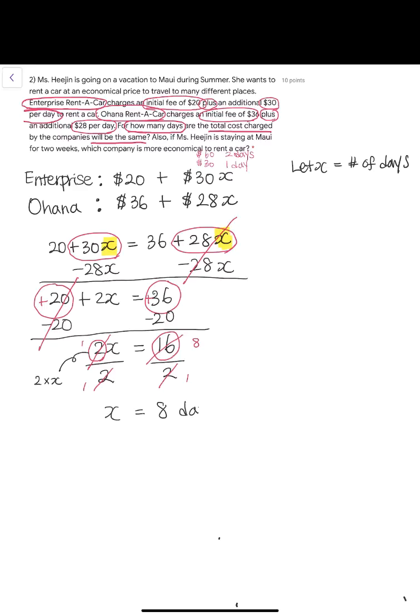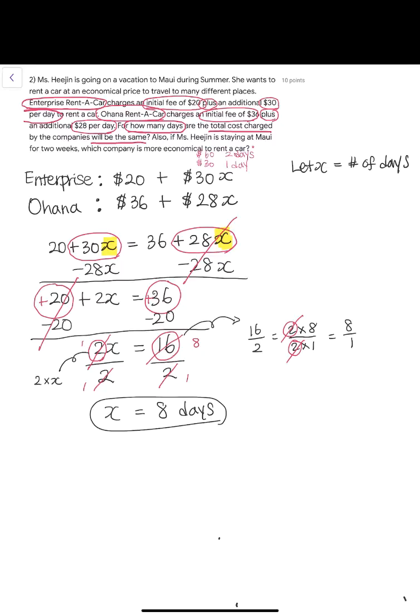For 8 days, Enterprise and Ohana, the price will be the same. And if you forget how to simplify, here's how you do it. 16 over 2, you're going to find the factors. So 2 times 1 is 2, and 2 times 8 is 16. And you see the common factor, which we're going to cancel out. And you're left with 8 over 1, and 8 over 1 is 8 days.